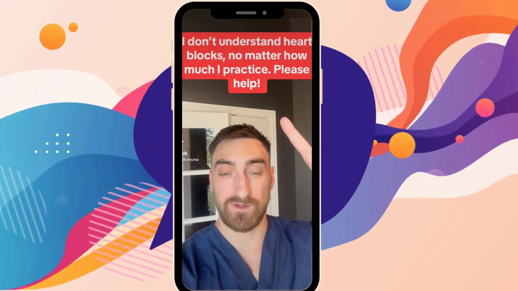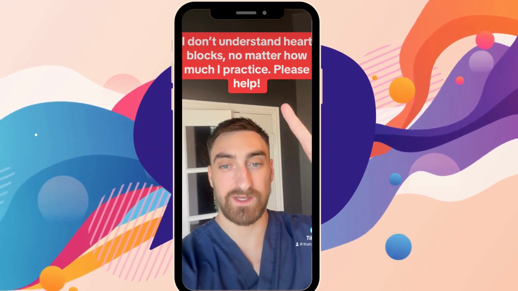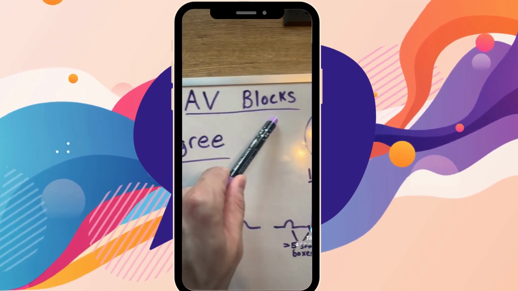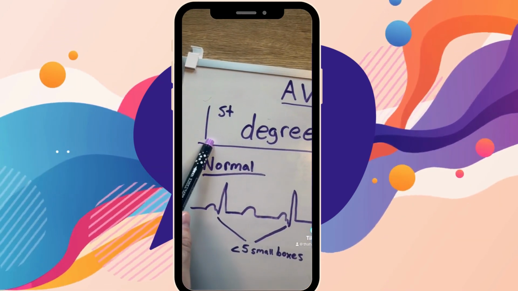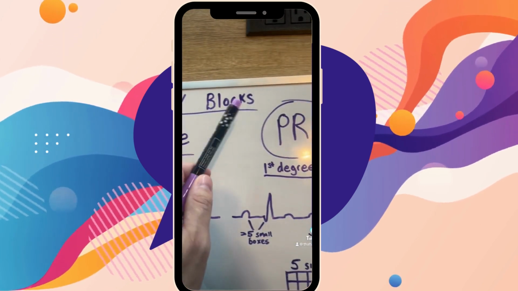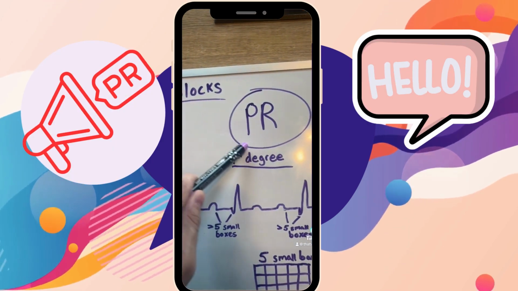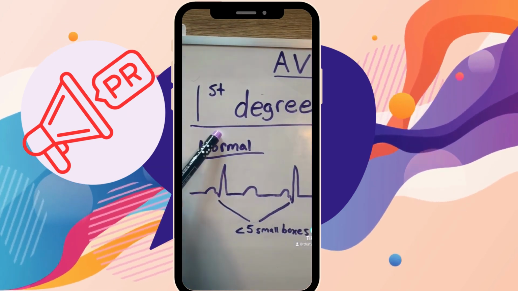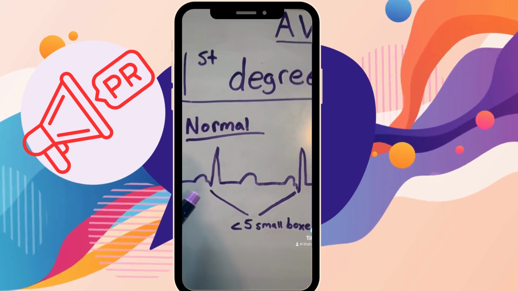I've seen so many nursing students and nurses have issues with this. I'm about to make heart blocks so easy. For me, learning heart blocks was super overwhelming at first, but I realized there is a really easy way to actually decipher between them. And that is just to simply think of the PR interval no matter what. Only pay attention to the PR interval when you know that it's a heart block.